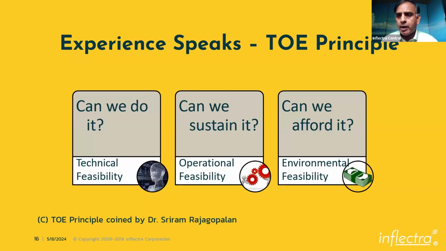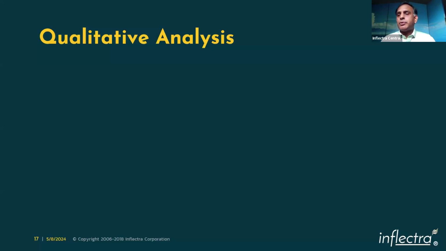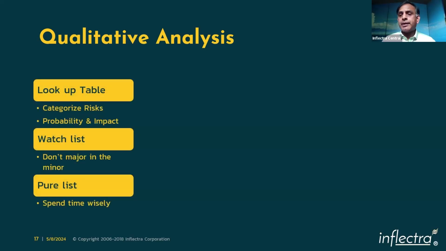Right? I coined this TOE principle myself to help in the thought process. The next one is the qualitative analysis. In the qualitative analysis, based upon these categories, you want to create a lookup table of some sort where you are able to say, this is my risk management principle here. Accordingly, you are able to come back and say, these are the things that I will watch, not important. I call them don't major in the minor.